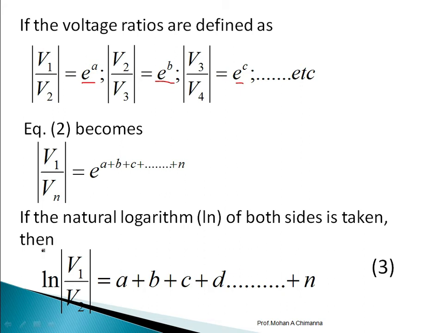So if the natural logarithm is taken of the ratio of the voltages of the input and output, then here is the LHS and the RHS. For this equation, we take into consideration the LHS, which is equal to the natural logarithm of V1 upon V2, which is equal to a plus b plus c plus d up to n.